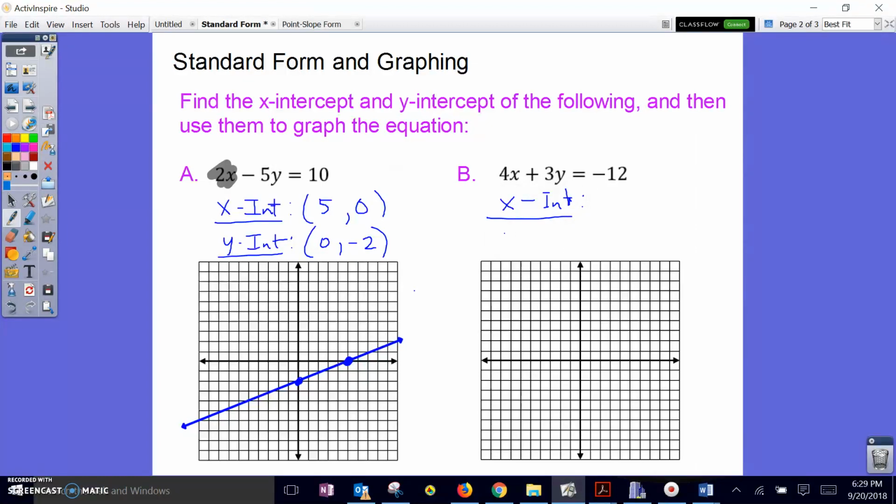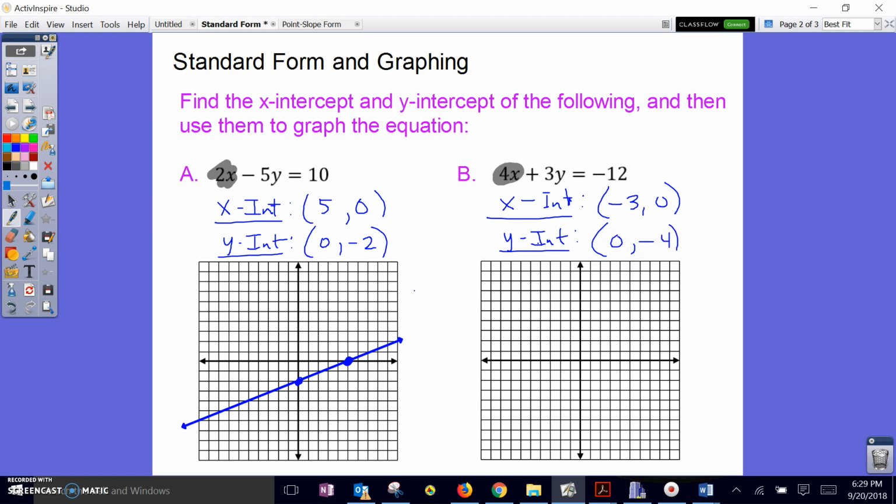So let's go ahead and look at part B here. We're going to find the x-intercept and the y-intercept. Okay, and so first I find the x-intercept by putting 0 in for y. That gives me 4x equals negative 12, so x is going to be negative 3. And then I do the same thing, same strategy for finding the y-intercept. I put 0 in for x, and that gives me plus 3y equals negative 12, so the y-intercept is going to be negative 4.